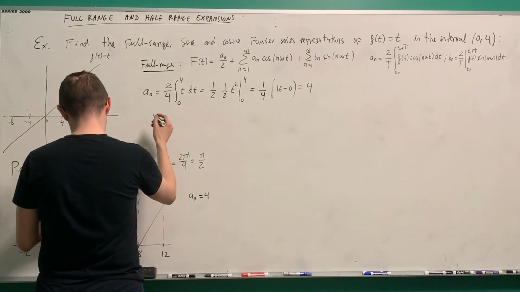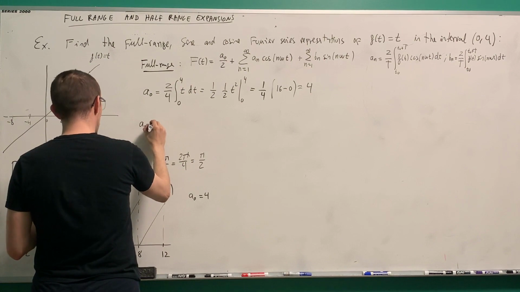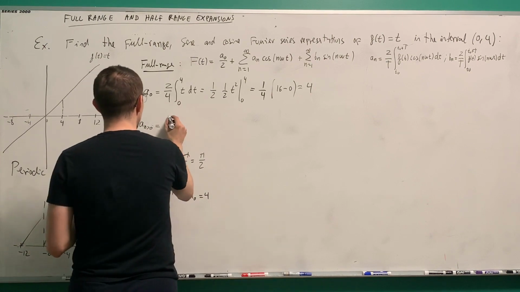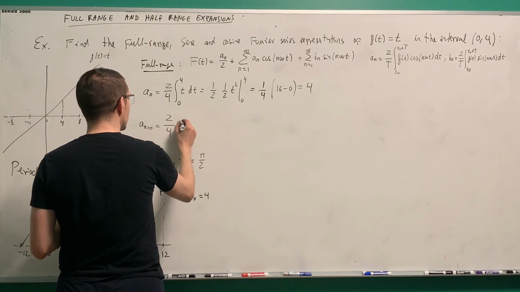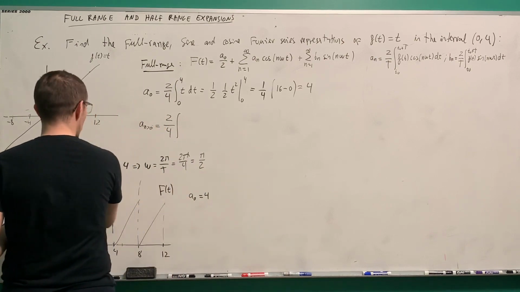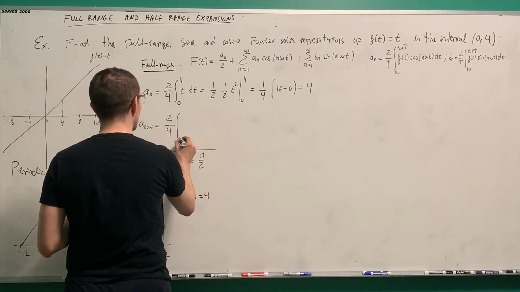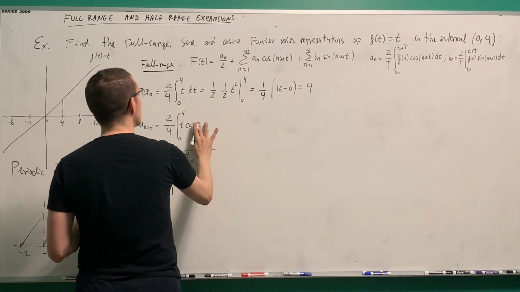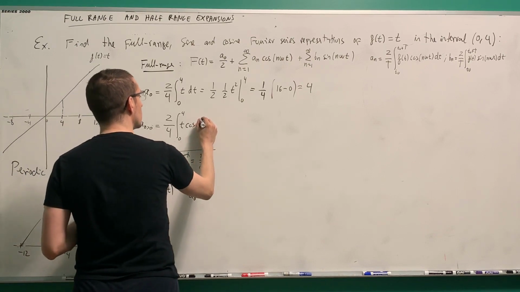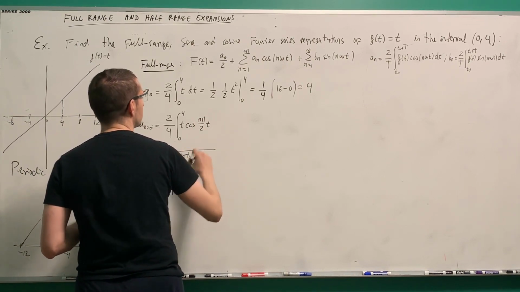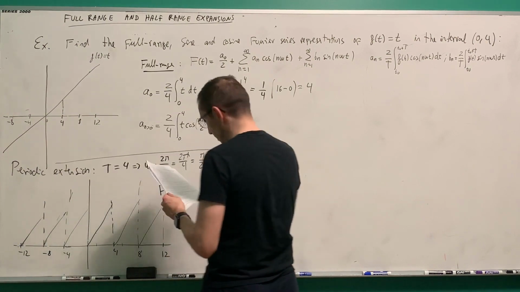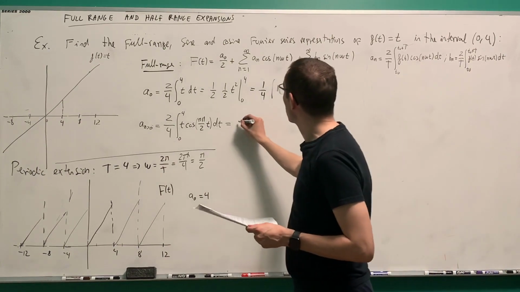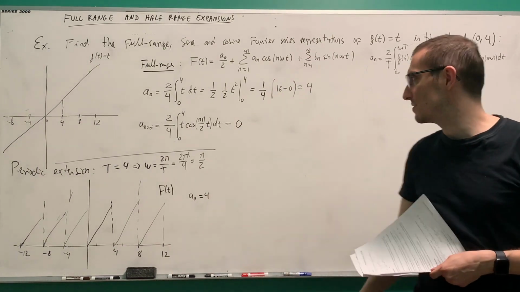Let's compute an for n larger than 0. This thing is 2 over 4, then the integral from 0 to 4 of t cosine of n omega t. What is omega? Omega is pi over 2. So n pi over 2 t dt. So this integral is easy. It's an integration by parts, and you can do it. The result of this integral is actually 0. It's easy to check that it's actually 0.